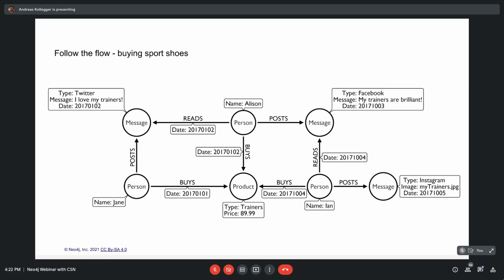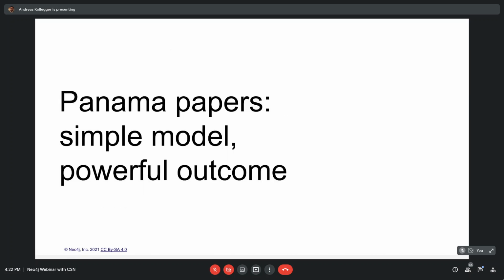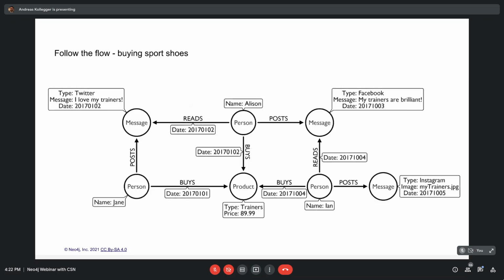All right, and the final step, of course, is that Ian also happened to post that to Instagram. This is the use case that is more popularly known, that we brought up at the beginning of the session: the Panama Papers, which as a graph model was very simple. But the simplicity of the model isn't really the question. Even with a simple model, you have these powerful outcomes.